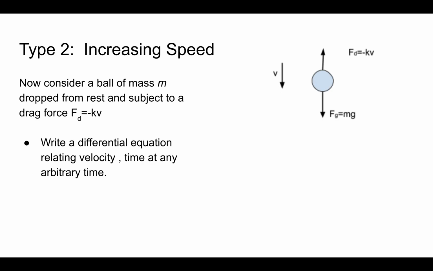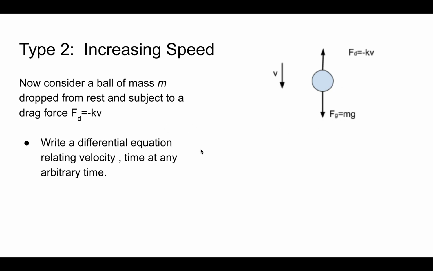All right. The second type is the increasing speed. This goes back to the coffee filter lab, and we have an object that's being dropped. It starts from rest with increasing velocity, and we know that as our object is falling, that velocity is going to increase. Our coffee filter lab had this as a function of v squared. That's a little harder to solve as a differential equation, so it's more likely they'll give you a linear function of your drag as a function of the velocity.